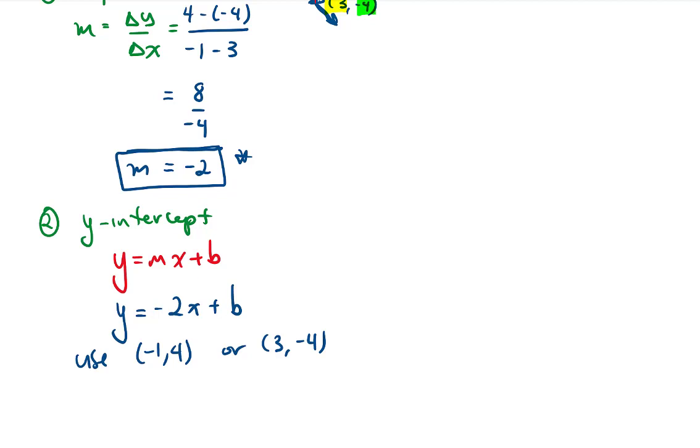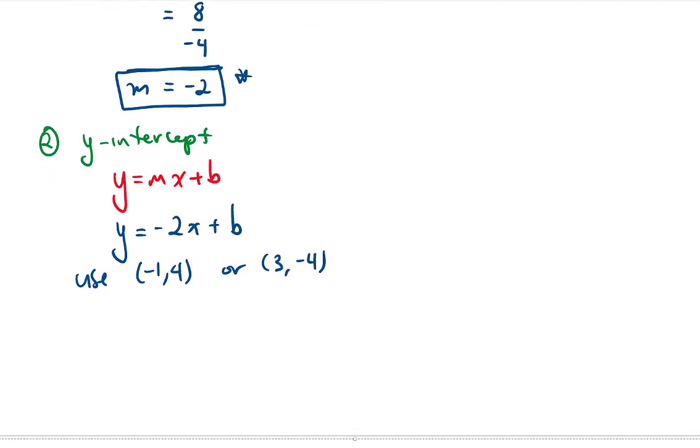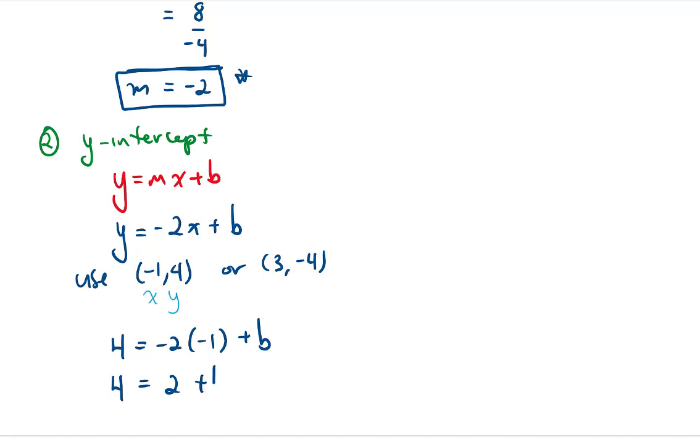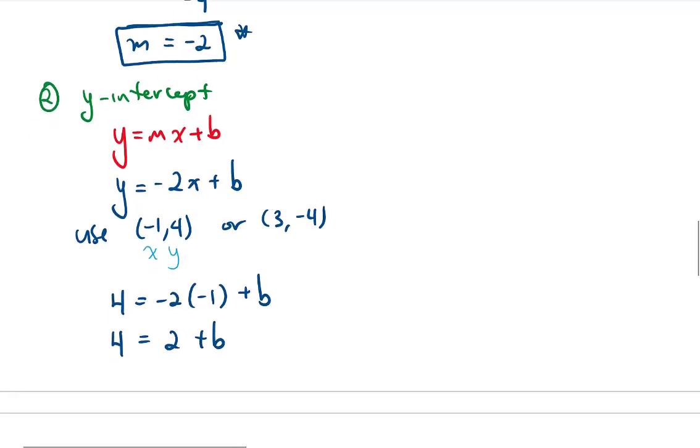I'm going to take the point -1 and 4, and I'm going to sub that in for x and y. So what I end up with is 4 equals -2 times -1 plus b, which gives me 4 is equal to 2 plus b. To isolate for b, I am going to subtract 2 from both sides. And that leaves me with 2 is equal to b.